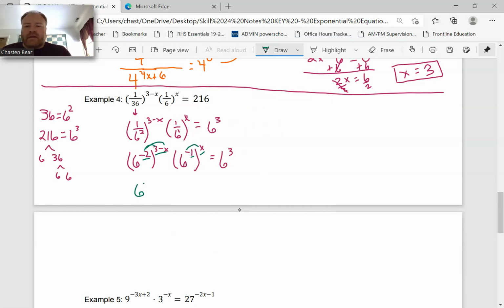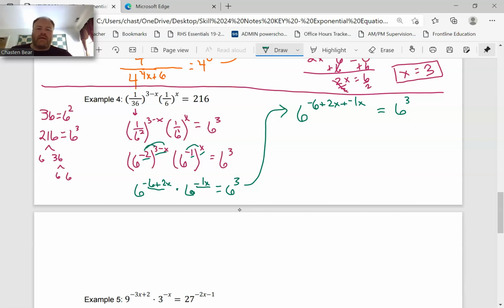That gives me 6 to the negative 6 plus 2x, multiplied by 6 to the negative 1x, equals 6 to the third. Okay, and then we're going to apply our product property. We're going to add these exponents. So we're going to have 6 to the negative 6 plus 2x plus negative 1x equals 6 to the third. And simplifying my exponent on the left side, 2x plus negative 1x, we have x minus 6.